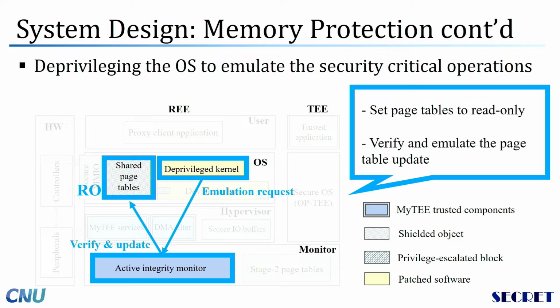Second, we deprivilege the kernel to verify and evaluate every security-critical operation of the OS, such as page table updates. Whenever a critical operation needs to be conducted, the OS has to request it from the active integrity monitor. We have adapted RKP to achieve this.